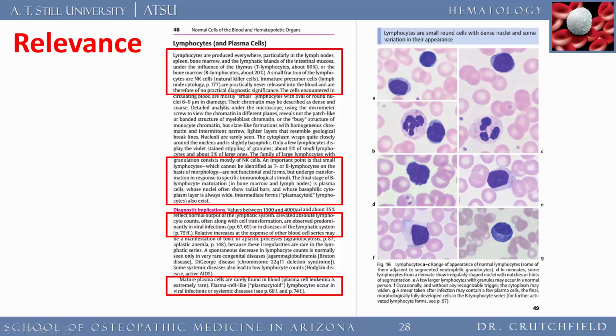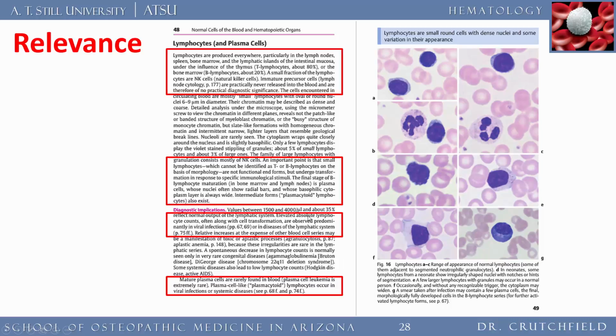So if we go down here, the important point is that small lymphocytes cannot be identified as a T or B lymphocyte on the basis of morphology. They have to be stained, but they undergo transformation in response to specific immunological stimuli. The final stage of B lymphocyte maturation is a plasma cell, whose basophilic cytoplasm layer is always wide. And why do we care about all this?